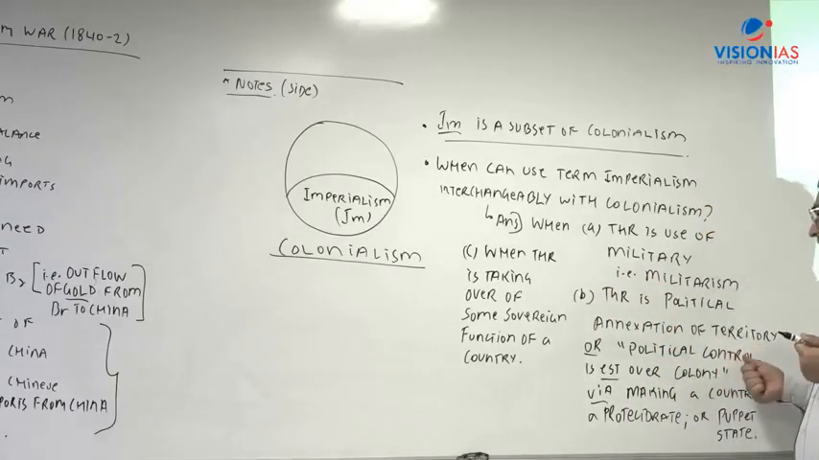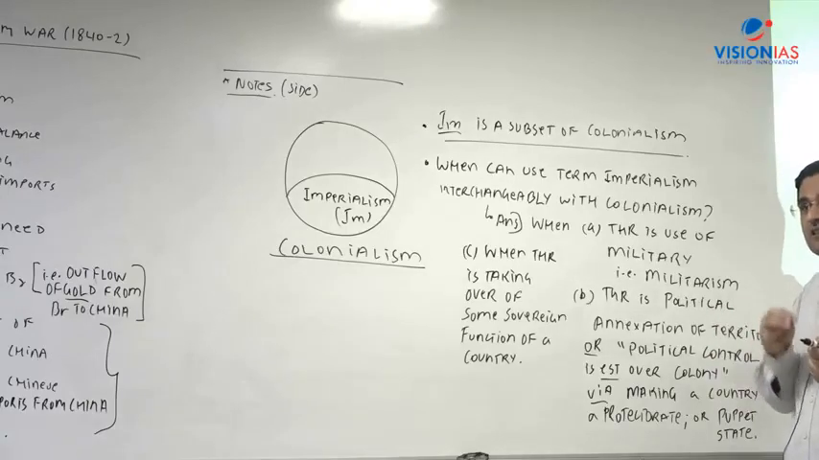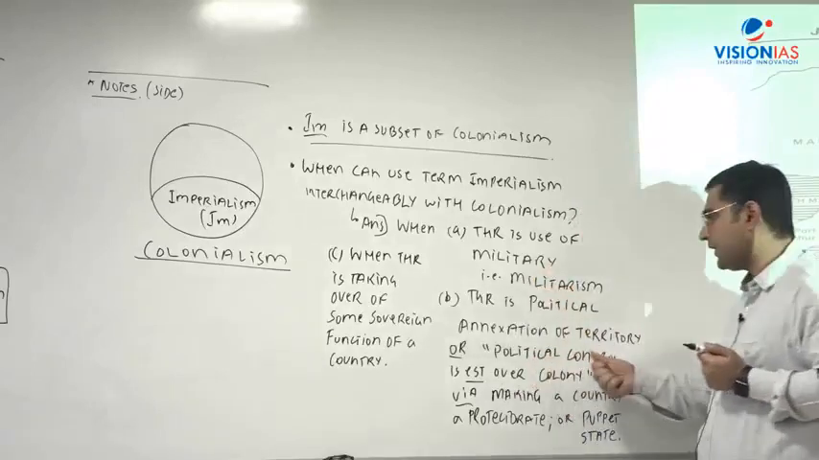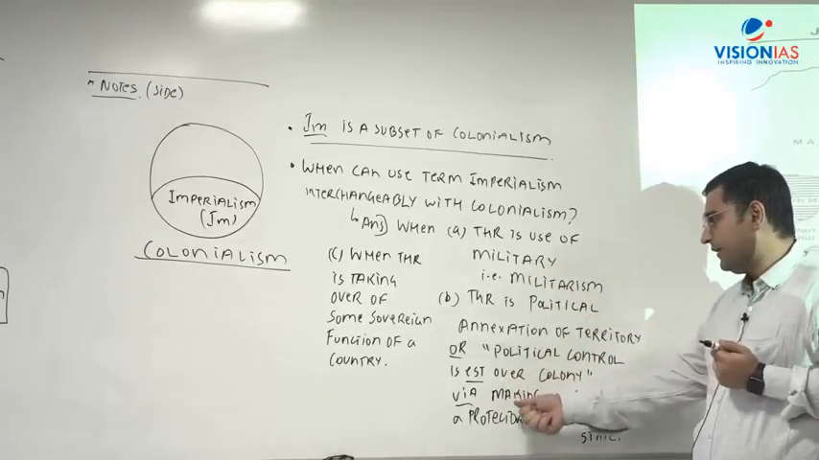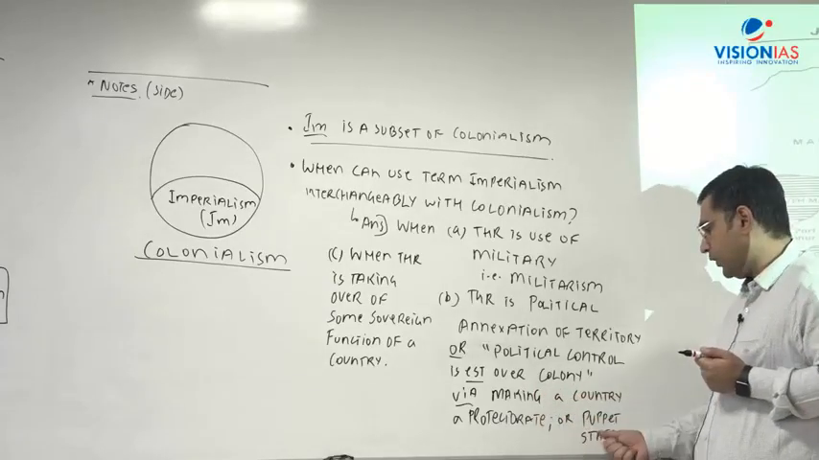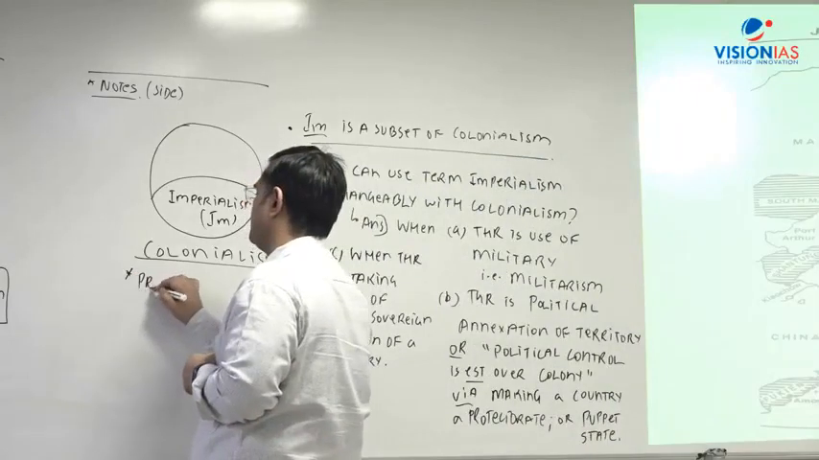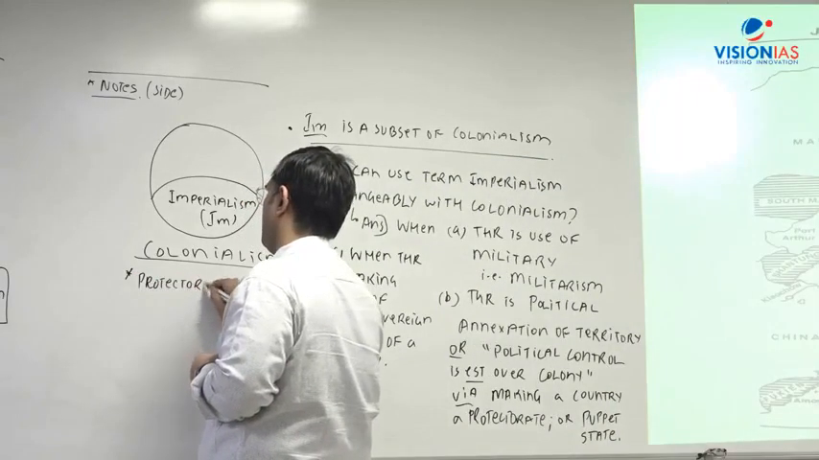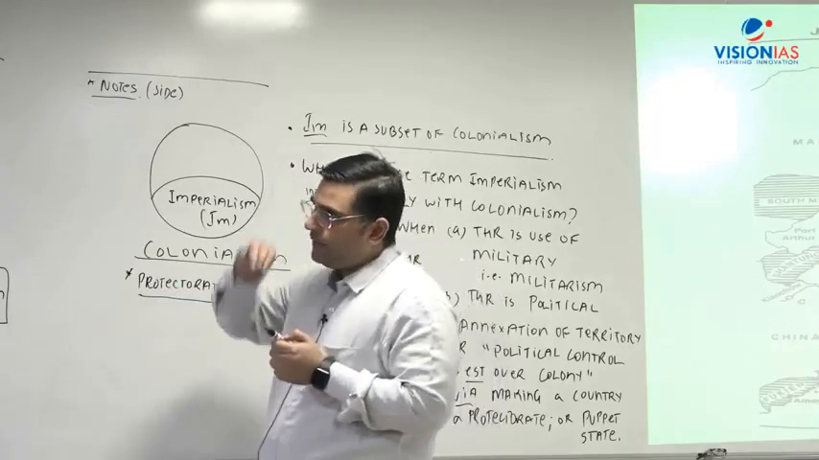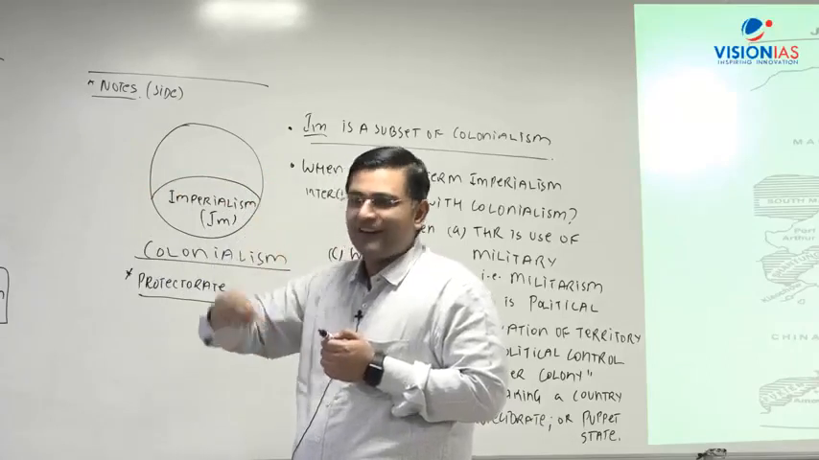Or when there is political control. If there is not full annexation, but still you are establishing political control over that territory. That is, political control is established over the colony by making a country a protectorate or a puppet state. What is a protectorate? So here you can write it with a star mark. The meaning of the word protectorate is when a foreign power takes a particular country under its protection.